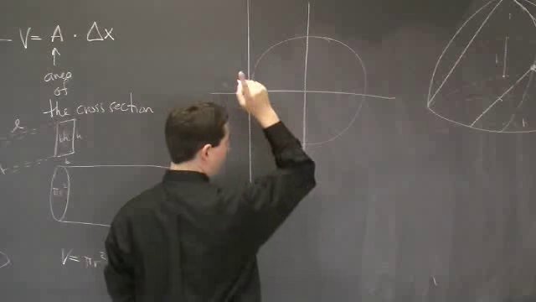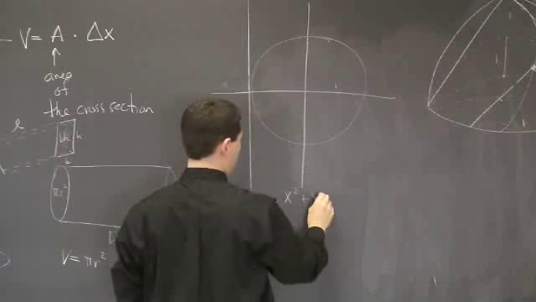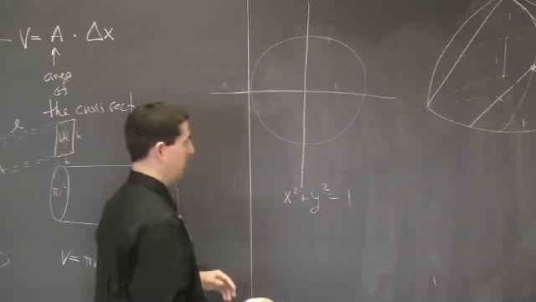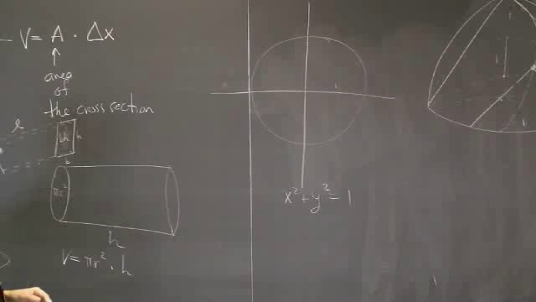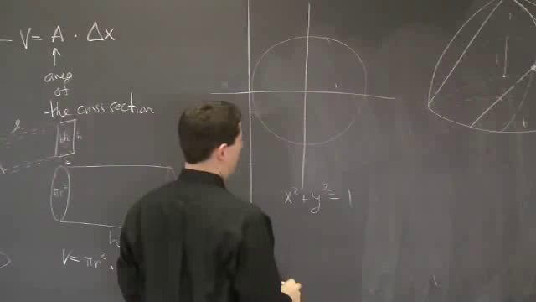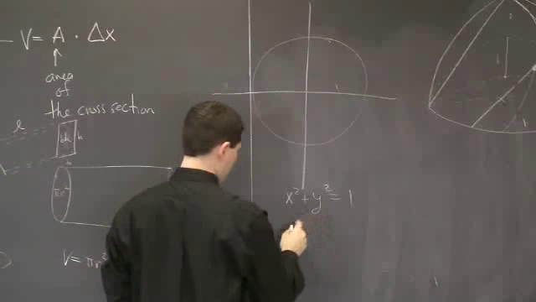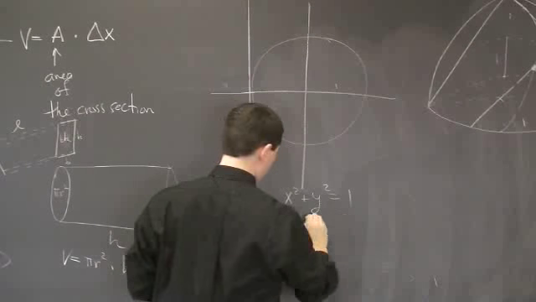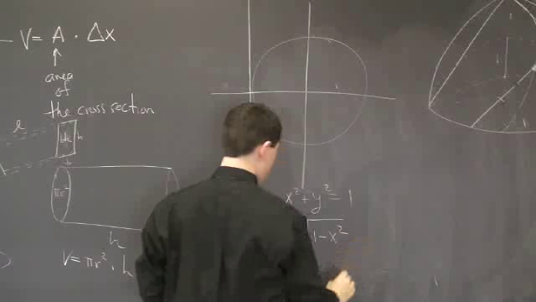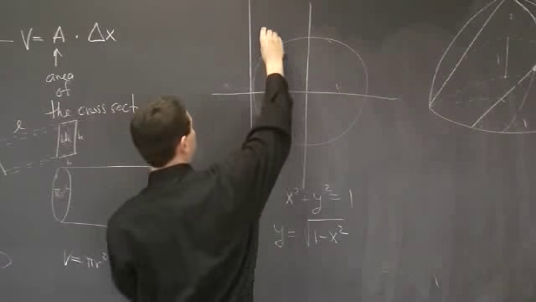And it has radius 1, so I know that the equation of this thing is x squared plus y squared equals 1. So if I just solve for the positive root, just the top half of the circle, I get that y is the square root of 1 minus x squared, for the top half.